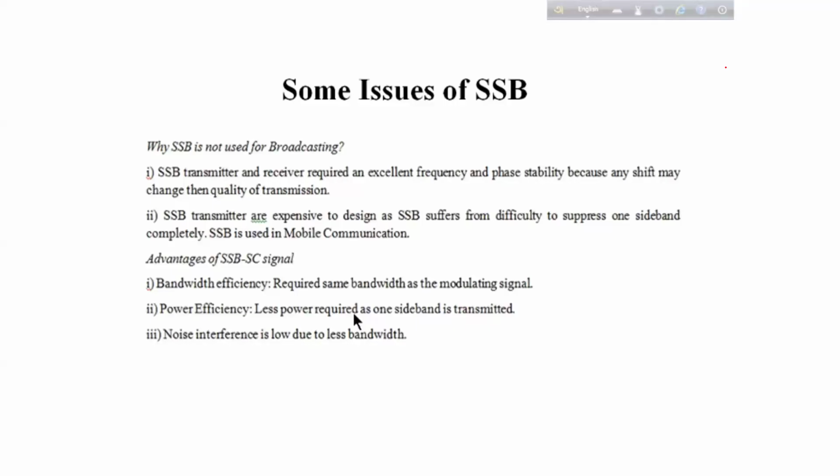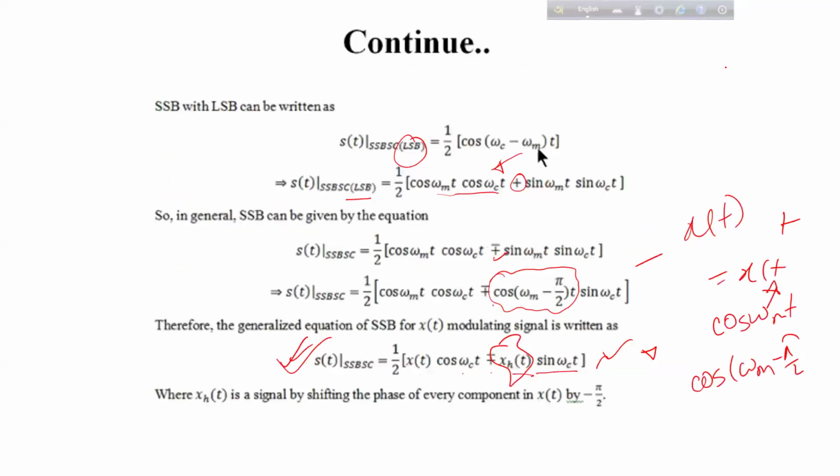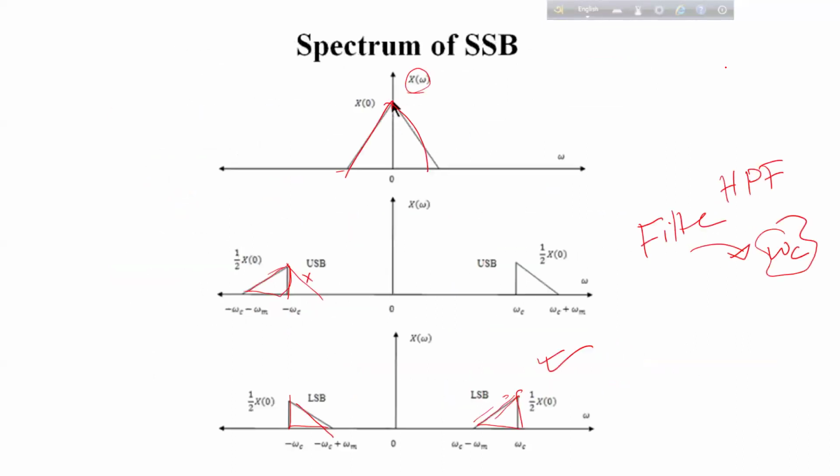So, when you are getting the single sideband, you are actually using a filter. For the upper sideband, you are using a high pass filter. The cutoff frequency of that high pass filter is omega c. The high pass filter will allow all the frequencies higher than omega c, and it will cut all the frequencies lower than omega c.